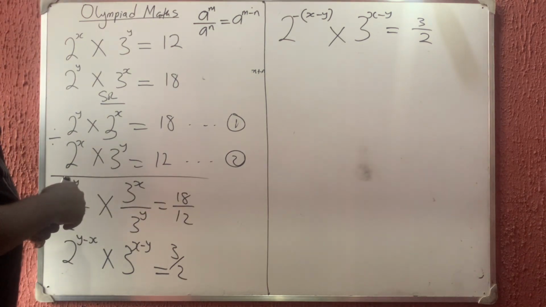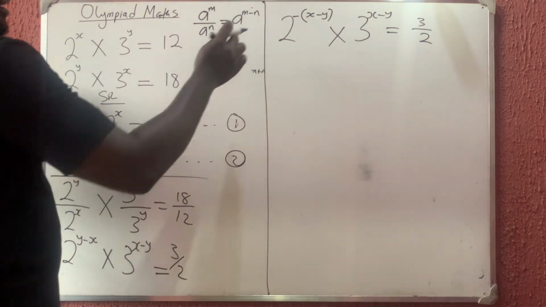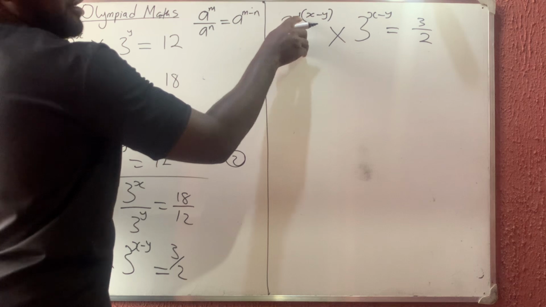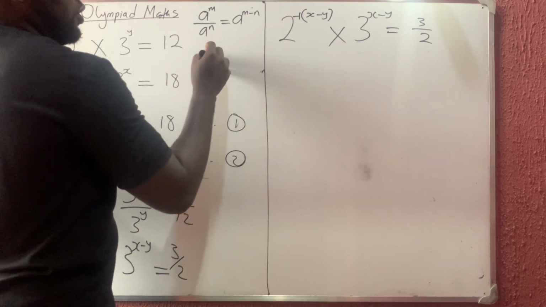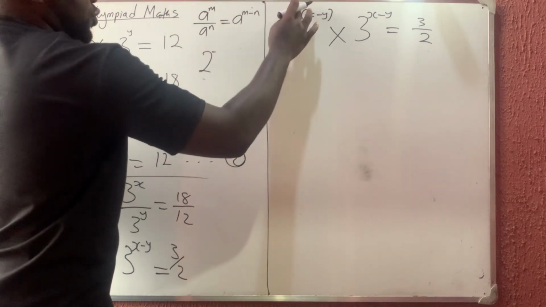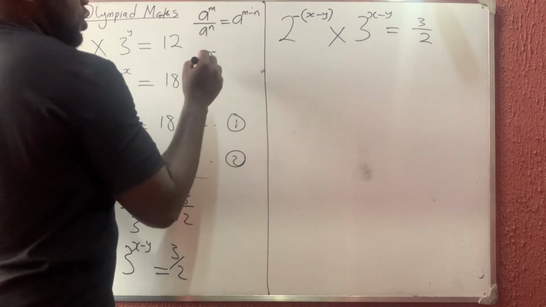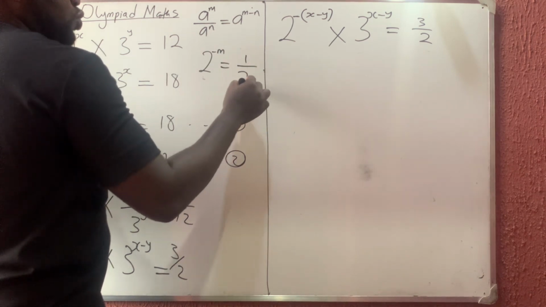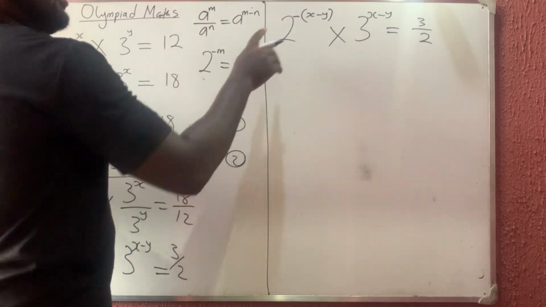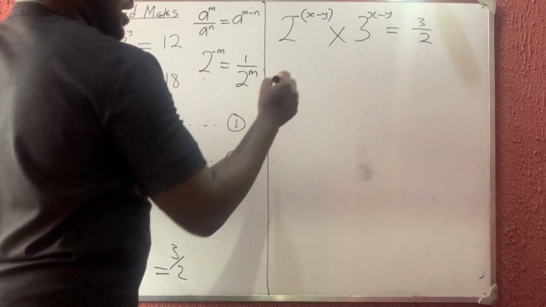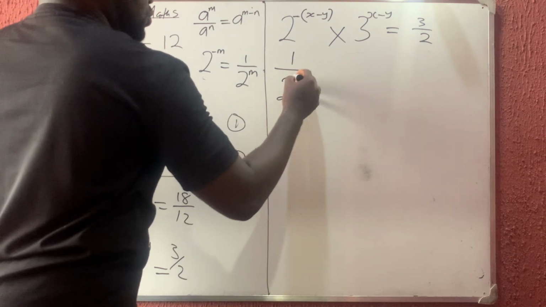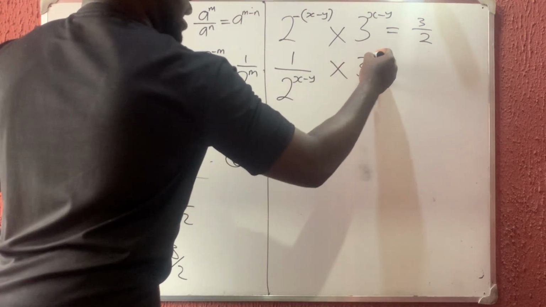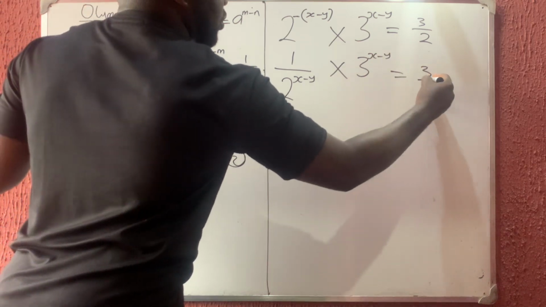Now according to indices, this is the same as saying minus 1 here. According to indices, 2 raised to power minus m is the same as 1 over 2 raised to power m. So let us apply it here. To remove this minus, I'm going to have 1 over 2 raised to power x minus y, then times 3 raised to power x minus y is equal to 3 over 2.